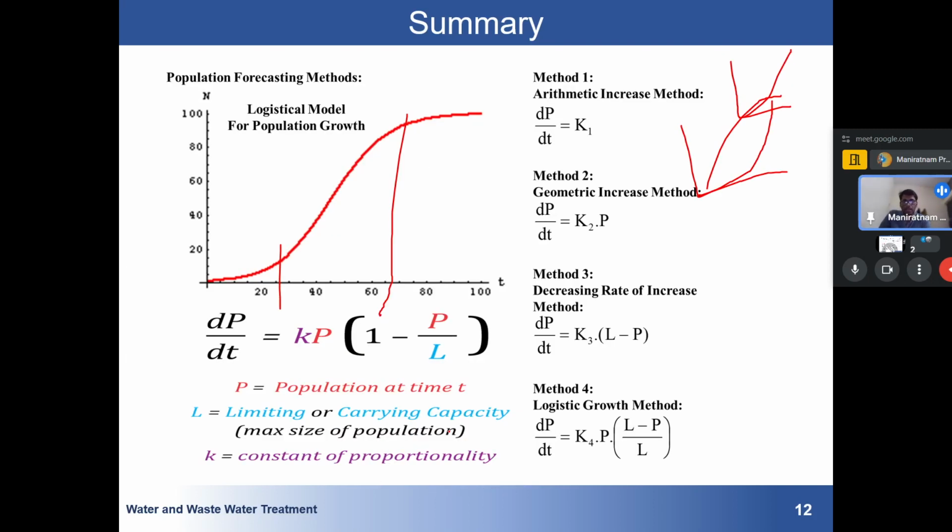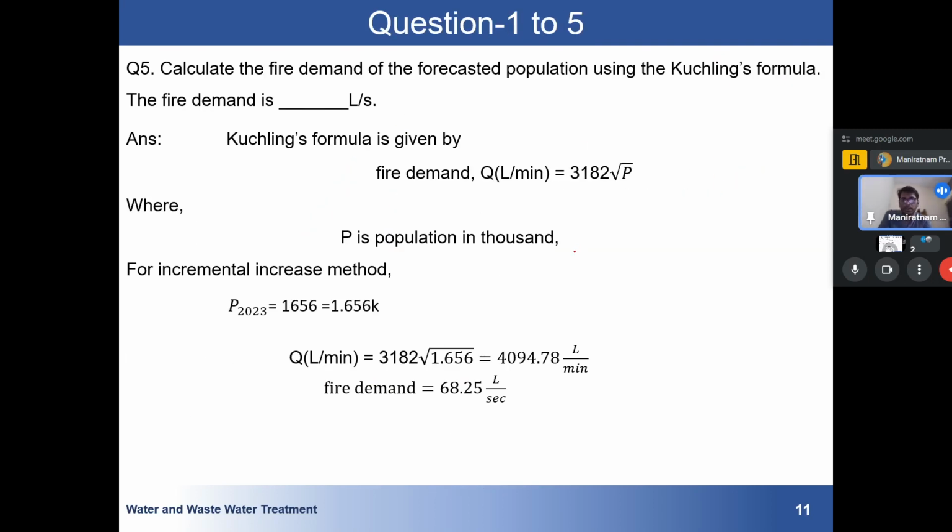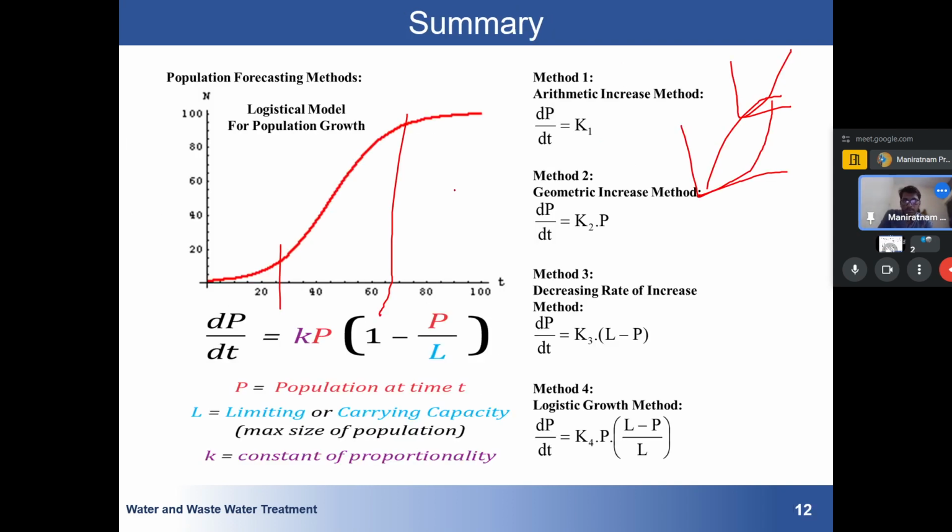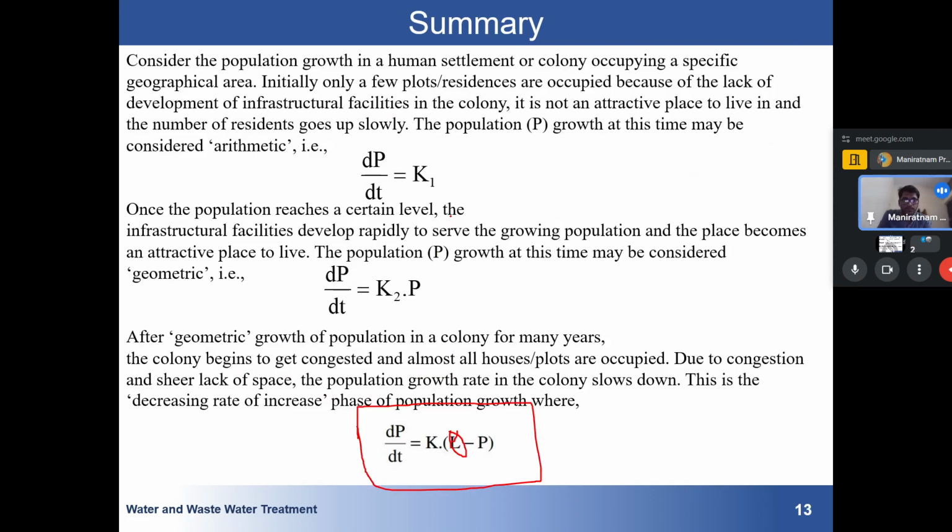I hope this was clear. These questions were previous year questions, and I added this from my own class notes. If you have any doubt, you can ask, or I will go to the next question.